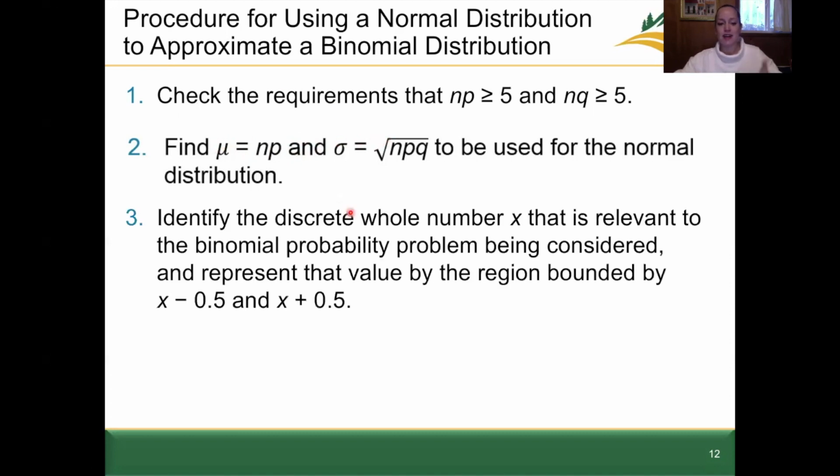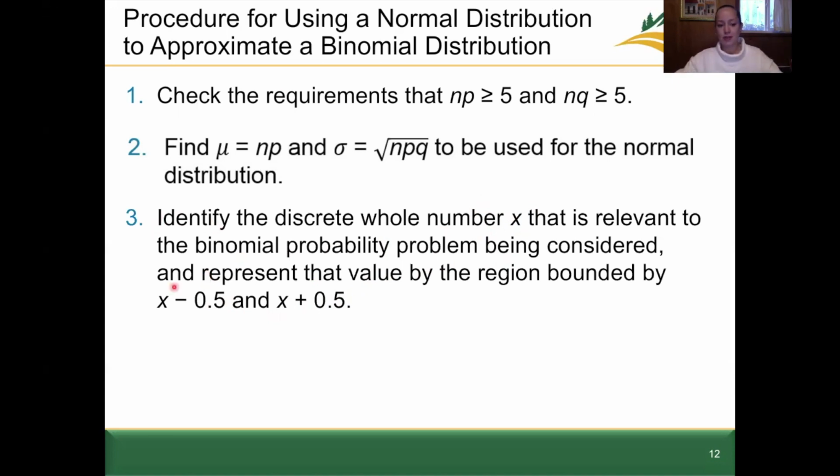Step number 3, identify the discrete whole number x that is relevant to the binomial probability problem that's being considered. Once we've determined what that value of x is, then we need to take into account that continuity correction. So we take this value of x and we represent that value by a region bounded by x minus 0.5 and x plus 0.5. Okay, so we don't just look at x as a value on its own, we look at x minus 0.5 to x plus 0.5.